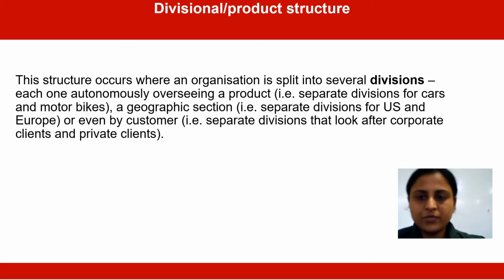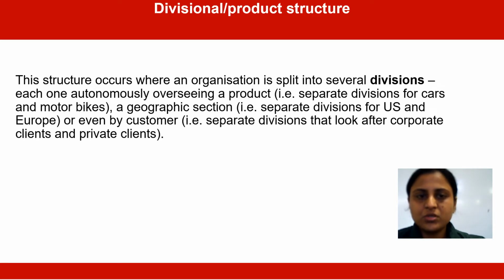Now next is divisional structure, also known as product structure. This structure occurs when an organization is split into several divisions and each one is autonomously overseeing a product, like a separate division for cars and motorbikes, or a separate geographic section like a separate division for US and Europe, or even by customer, like a separate division that looks after corporate clients and a separate division that looks after private clients.